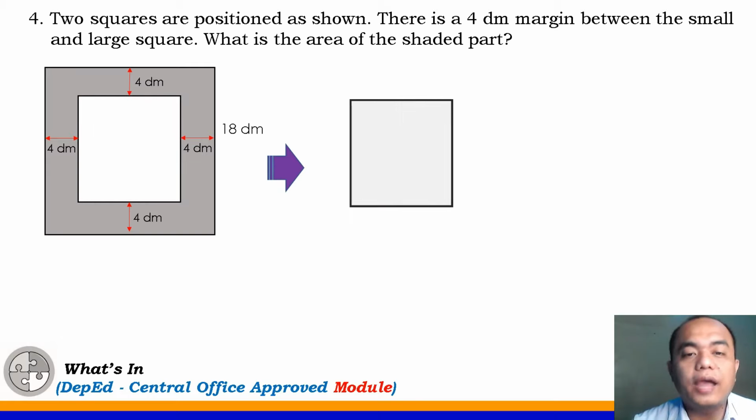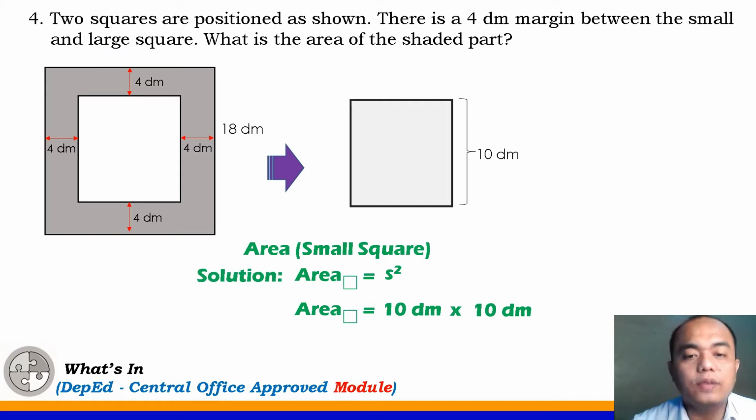So ano nga yung ating ginawa para makuha natin yung dimension ng ating square here, the side of the square here? Yes, very good. Yung 18 natin, ima-minus natin sa 4 at saka 4, makukuha natin yung dimension ng ating small square, which is 10 decimeters. Okay, kahit walang 10 dito sa ating illustration, we know that this is 10 decimeters here by subtracting 18 by 4 and by 4 here. So here's the area of the small square. So S times S, that's 10 times 10, will give you 100 square decimeters.